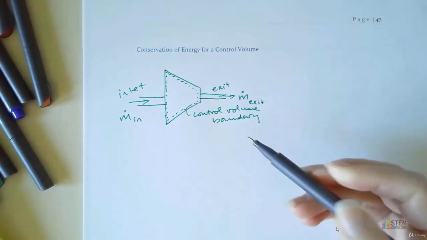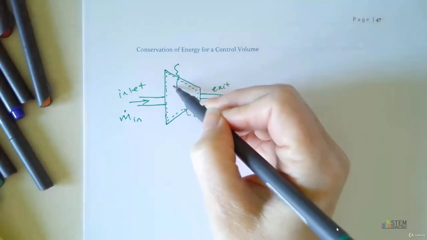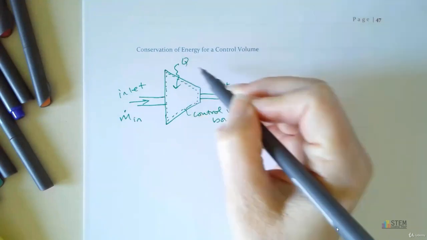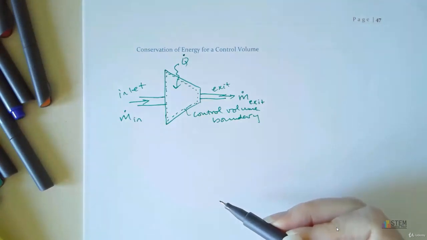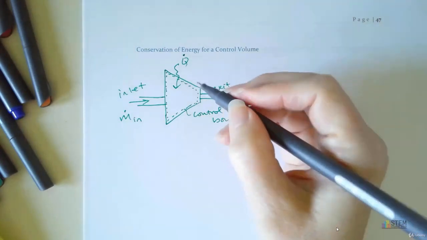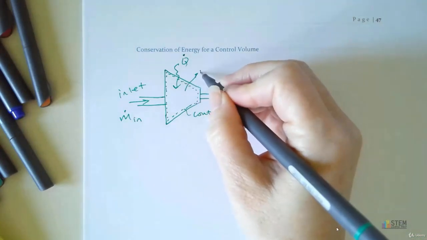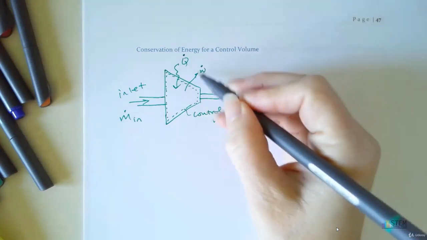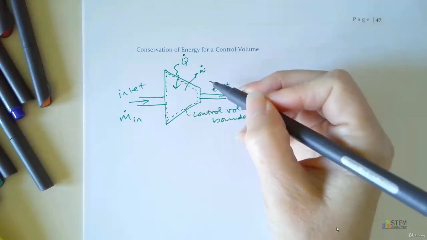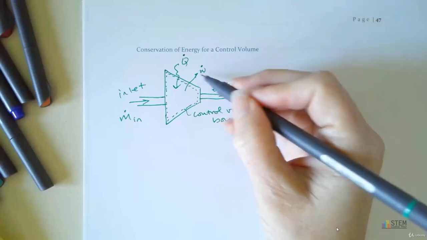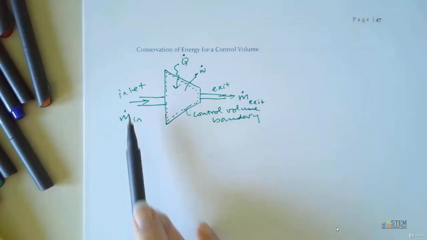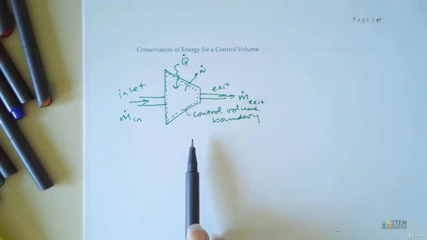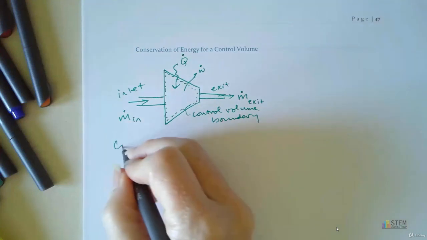Now what we're going to have on here, let's say we're going to have some energy transfer due to heat. In this case, we're going to use Q dot, and I'll explain that in just a second. And then we're also going to have energy transfer from work, and we're going to be looking at the time rate versions. So let's put W dot. So this is an example of a system with one inlet, one outlet. Let's look at conservation of energy now.